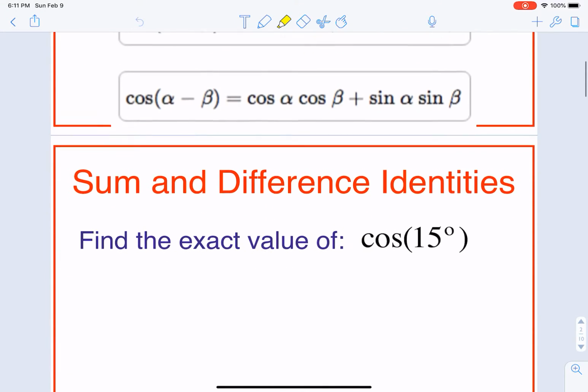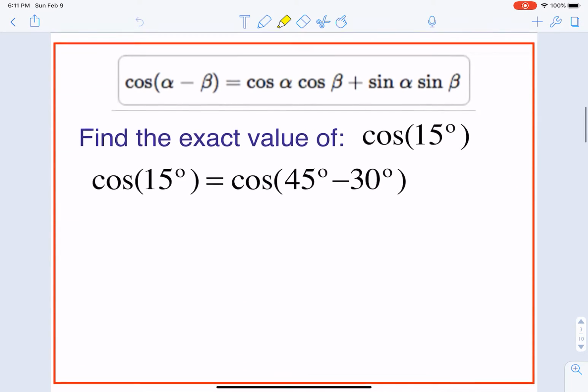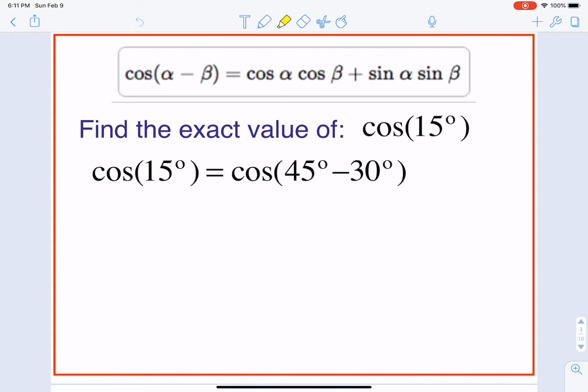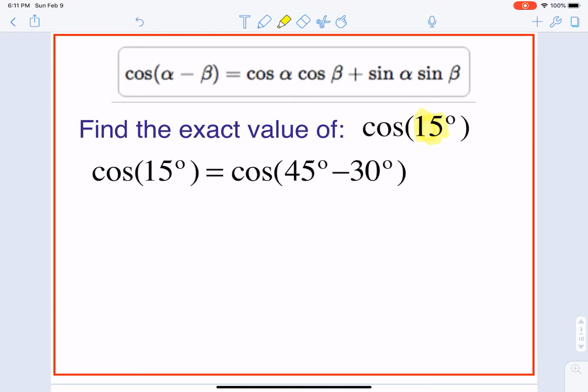So these become handy when we're looking to evaluate or find the exact value of cosine of 15 degrees. 15 degrees isn't really one of the nice values on my unit circle. So what we can do is use this identity, and I can rewrite this 15 as 45 minus 30. And I'm able to evaluate exactly cosine of 45 and cosine of 30.